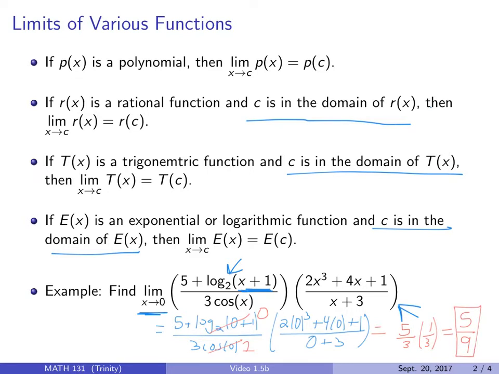Again, the idea here is that for polynomials, rational functions, trigonometric, exponential, and logarithmic functions, as long as c is in the domain of this function, and that's where I'm taking the limit at, then to take the limit as x approaches c, I just plug in the value x equals c into the function itself.